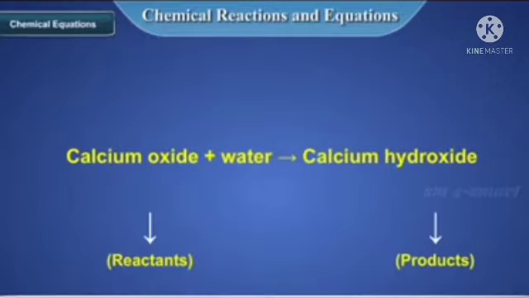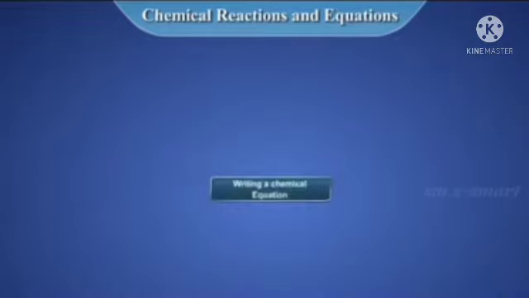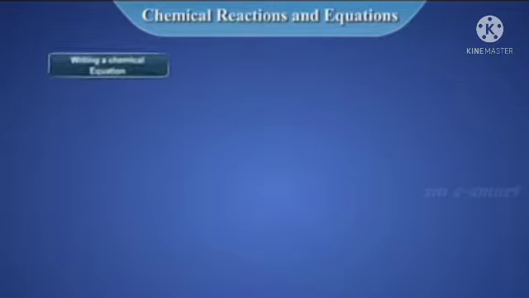A chemical reaction in the form of a word equation shows the change of reactants to products by an arrow placed between them. If there is more than one reactant or product involved in the reaction, they are indicated with a plus sign between them. Writing chemical equation.